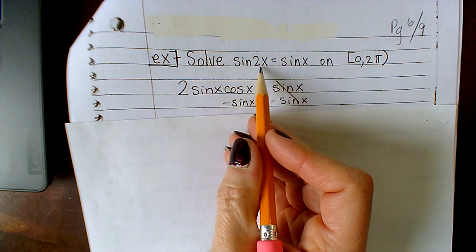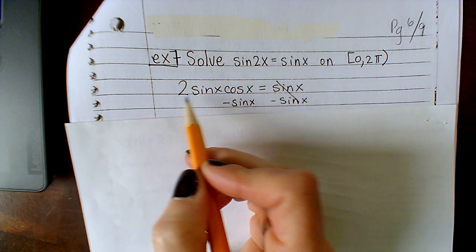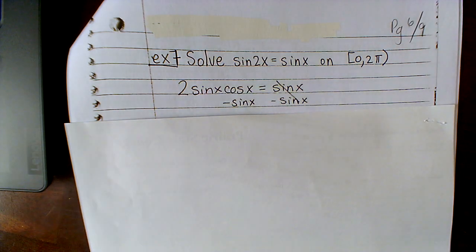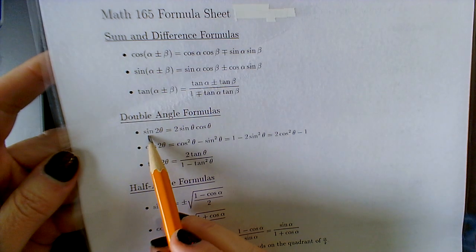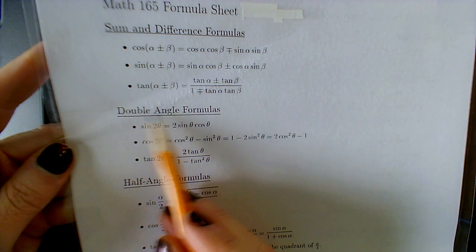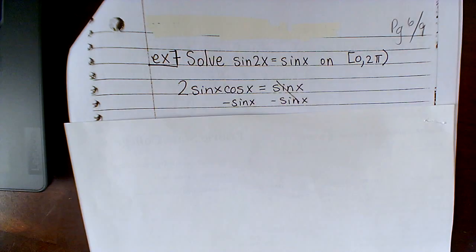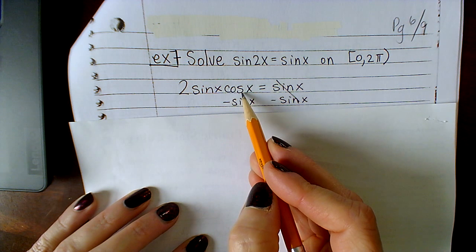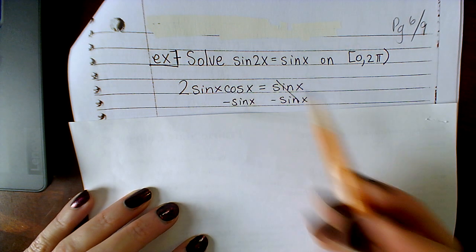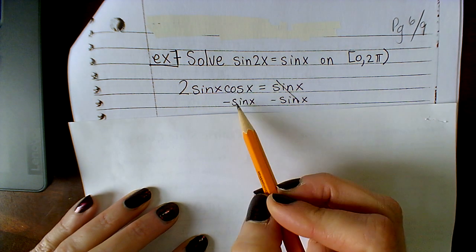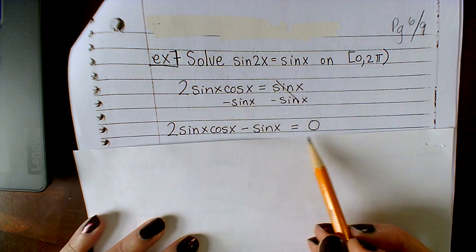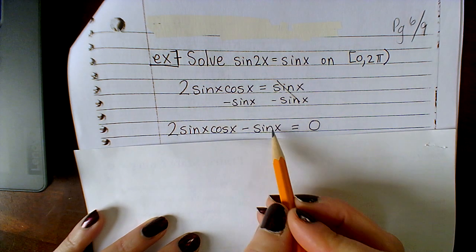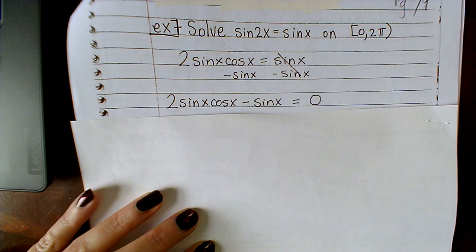We know the double angle formula for sine 2x is 2 sine cosine. This is the double angle formula from our formula sheet, cleverly labeled double angle formulas. Once I get that in there, you can see all my arguments are x. So I'm going to subtract sine x from both sides to get a 0 over here, and I can factor out a sine x that's common to both of those terms.